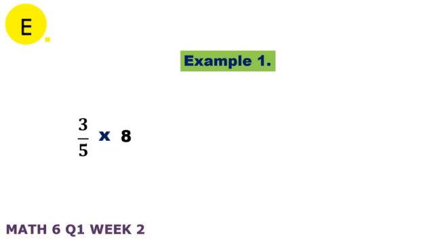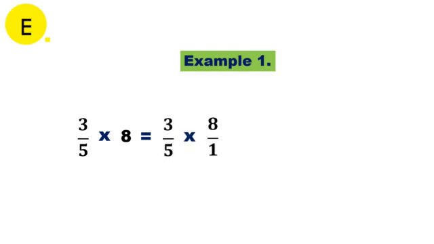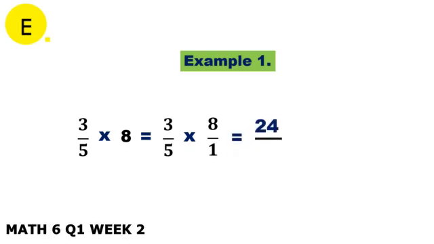Example 1. 3/5 times 8. 8 is a whole number. And this is the same as 3/5 times 8 over 1. So 3 times 8 equals 24. 5 times 1 is 5. 24 over 5 is an improper fraction. So change this to a mixed number. How many 5s in 24? 4. And a remainder of 4. And the denominator is 5. So your answer is 4 and 4/5.